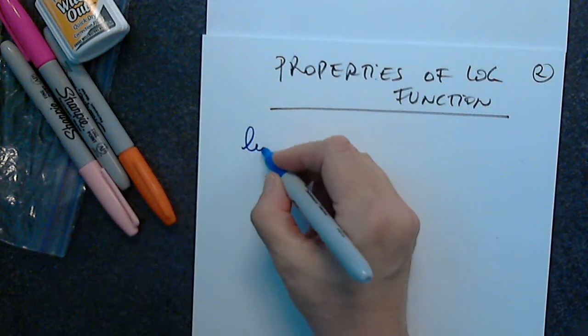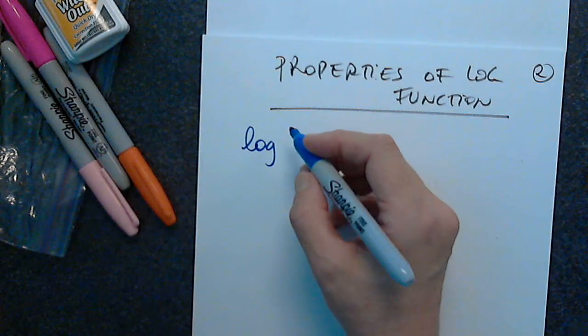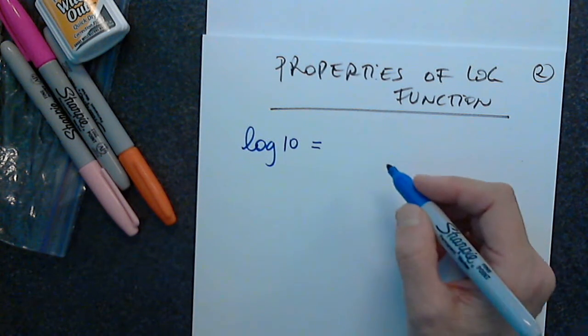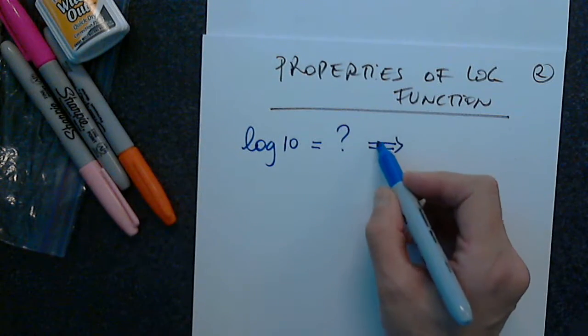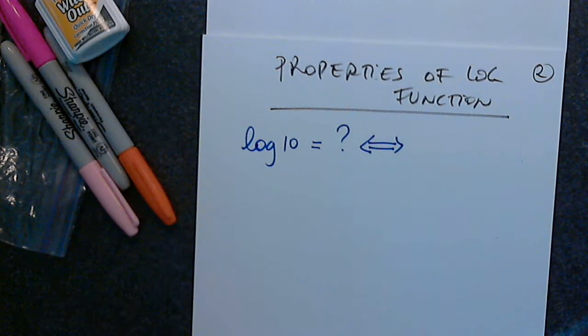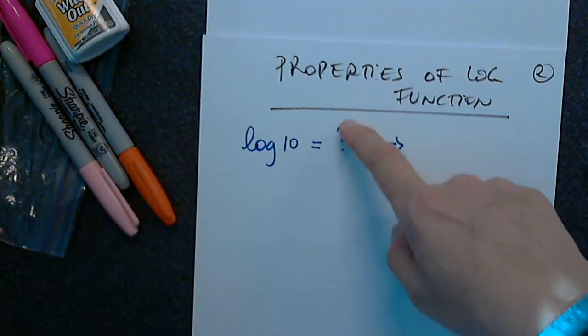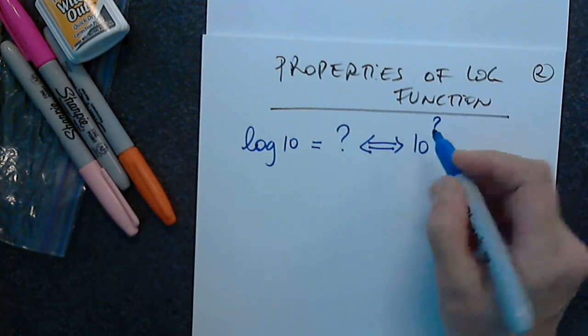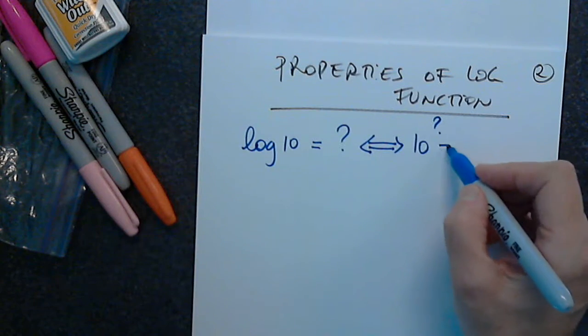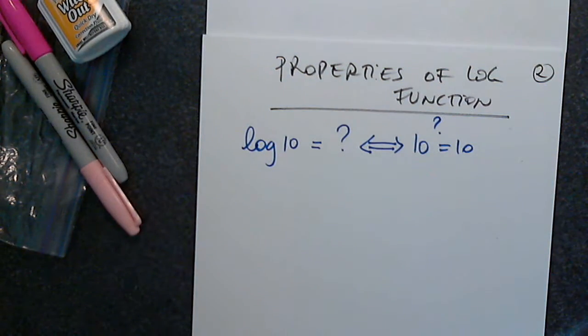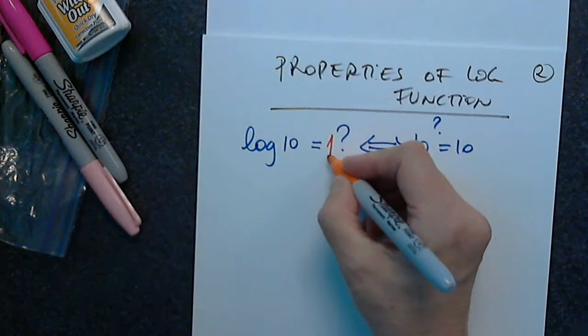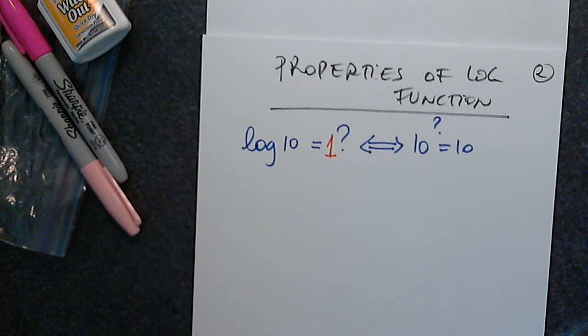So let's say I would like to determine log of 10. And you will say, I have no clue. But we know that we can change this into an exponential equation. Remember how? Starting from the base, 10 raised to whatever, this number, equals 10. Well, obviously there is only one answer here. The function is 1 to 1. So the only answer is 1.